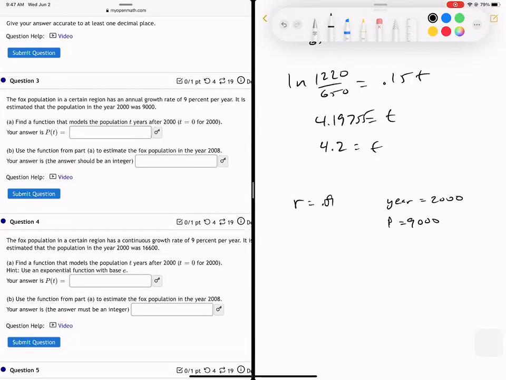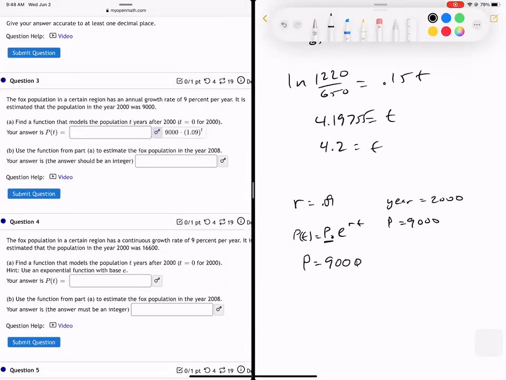So we're going to start our t equal to 0, starting from 2000. So the population model is P equal to 9,000. That's our starting value. If you remember the equation, P of t is equal to P naught e to the rt, where P naught is what we call our initial population. So we had 9,000 foxes to start. This is going to be on a continuous growth. They say continuous.